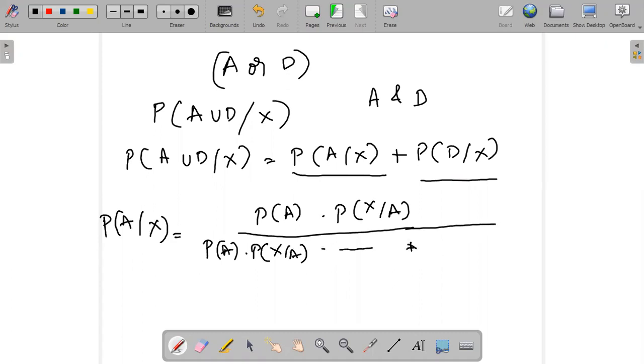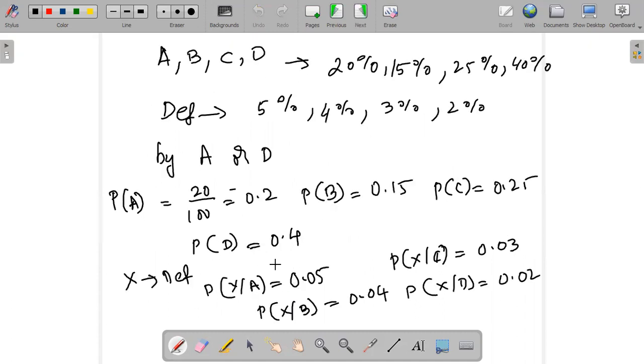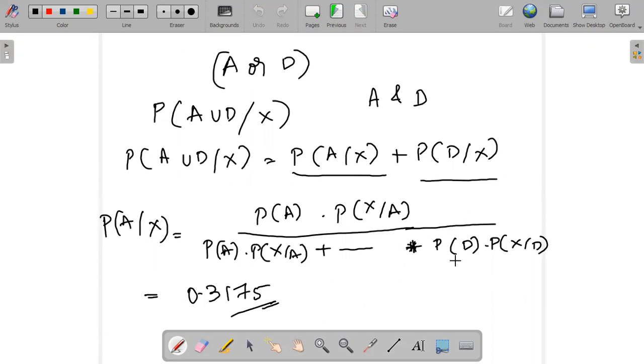The summation continues with plus P of D, P of X given D. This is how we find P of A given X. After simplifying and substituting the values of X given A, X given B, X given C, and X given D, you get 0.3175.